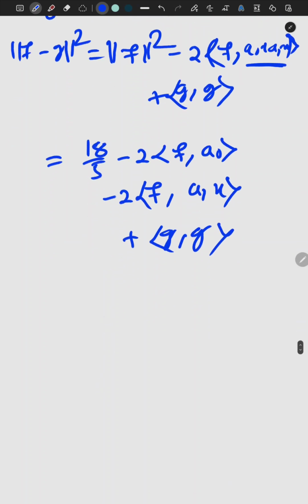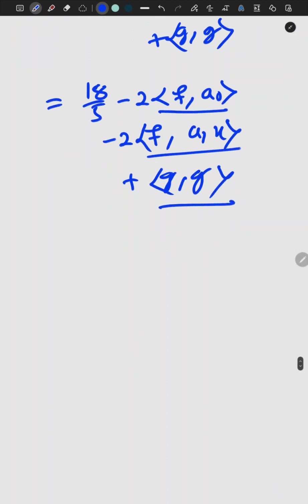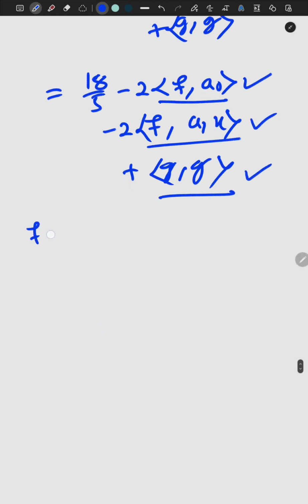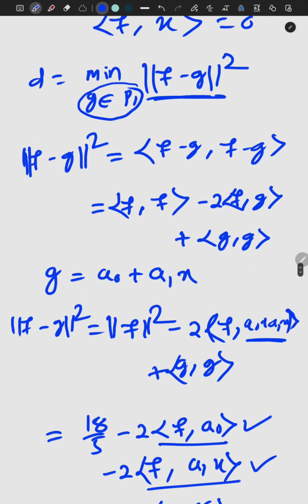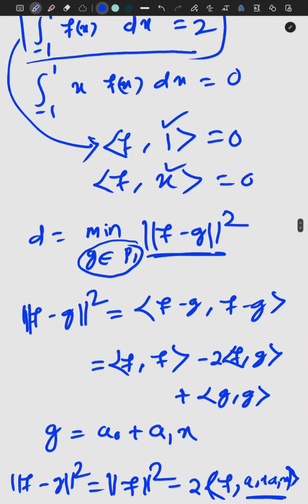Let us, for simplification, first find these terms. What are the values of these three terms individually? Because I have less space in my tablet, for that reason we are calculating these things separately. First of all, calculate the inner product of f comma a naught. What is it? a naught is a scalar, so it comes out as the scalar a naught times the inner product of f comma 1, and the value of the inner product of f comma 1 is given as what? Oh, I have mistakenly written it 0.